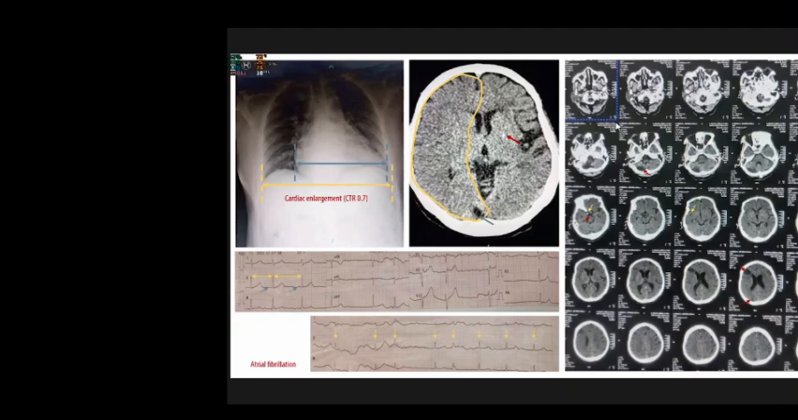There is also hypodensity seen on the lower image, in the occipital lobe and the frontal lobe.